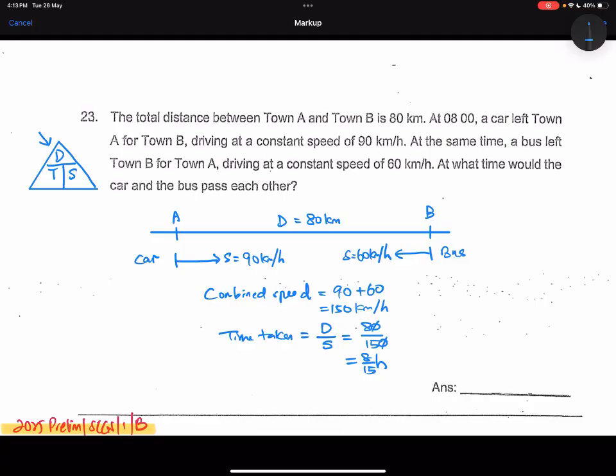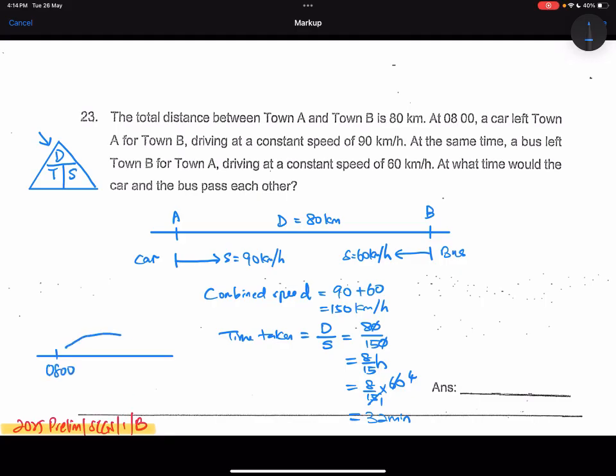Okay, let's convert this to minutes. 8 over 15 times 60. Okay, 1, 4. This will give us 32 minutes. Okay, so at the time 32 minutes, from the time they start, they will meet. And the car and the bus left their respective starting point at 8 a.m.